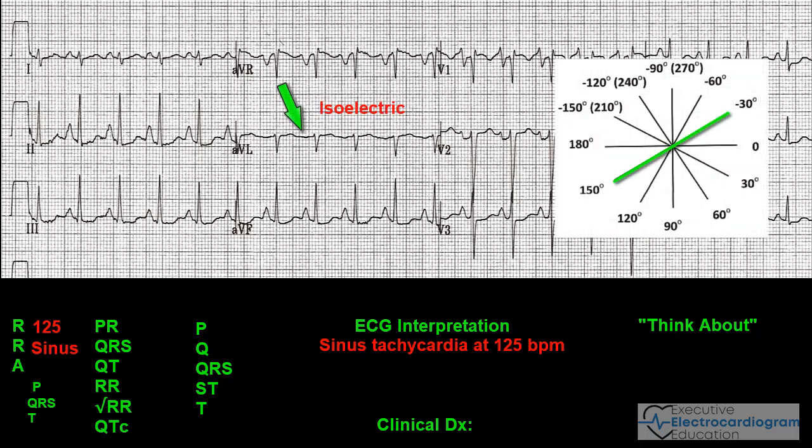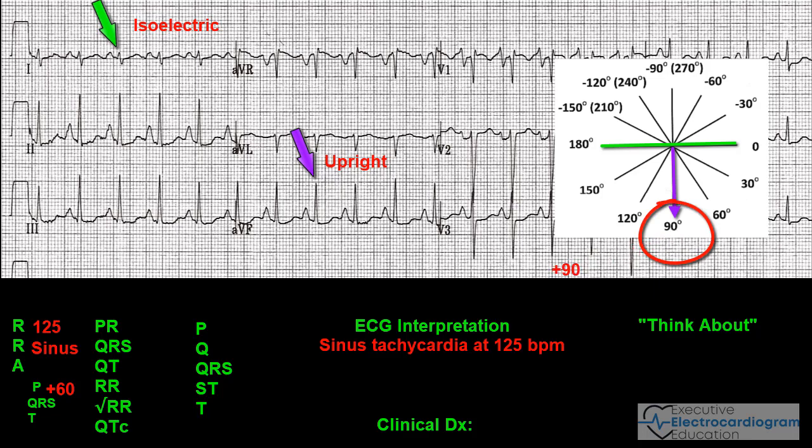Axes. The P waves are isoelectric in AVL and upright in lead 2, suggesting that the P wave axis is positive 60 degrees. As this is between 0 and 90 degrees, the P wave axis is normal. The QRS complexes are isoelectric in lead 1 and upright in lead AVF, suggesting a QRS axis of positive 90 degrees. As this is between negative 30 and positive 90 degrees, the QRS axis is normal.